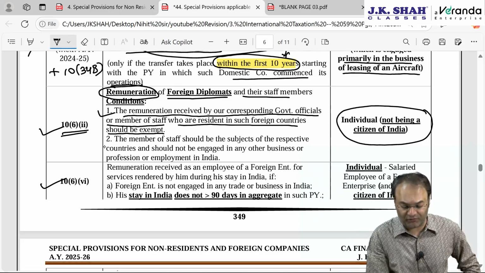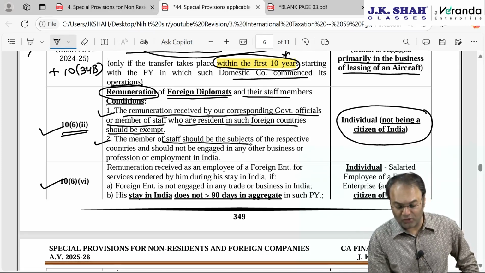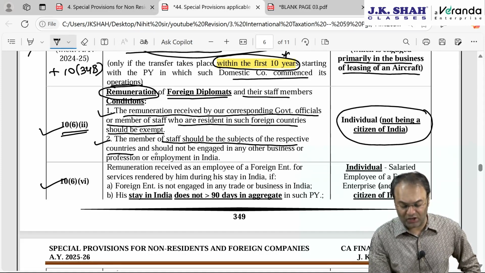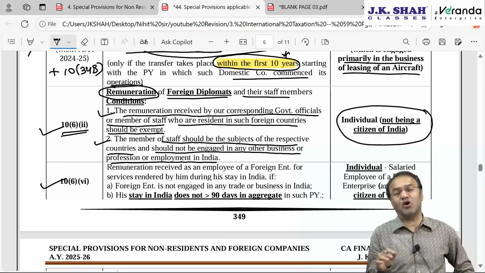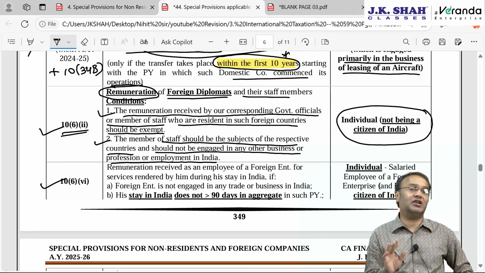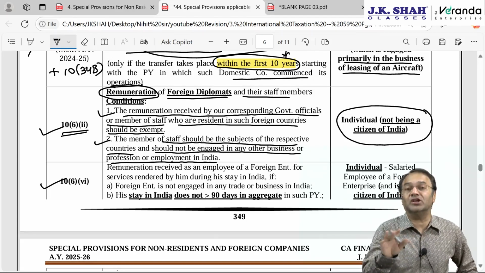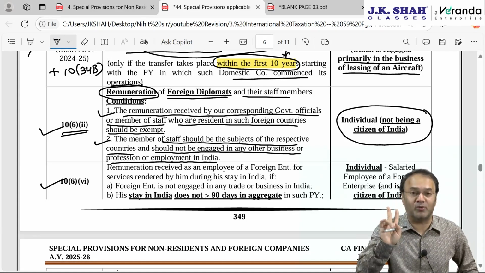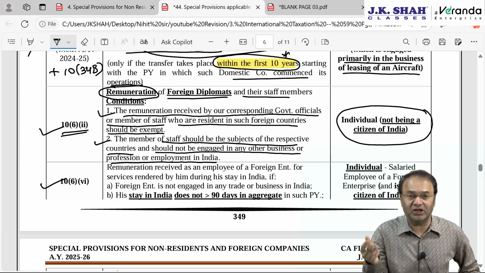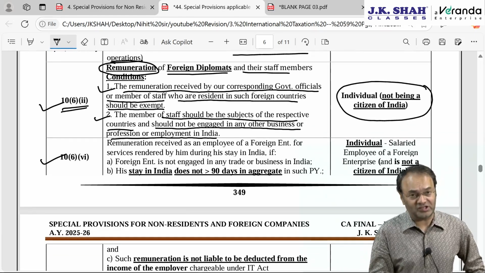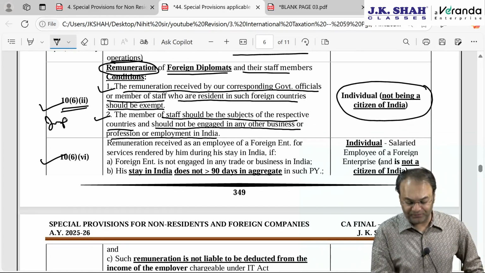And the second condition is that these foreign diplomats or their staff members should not be engaged in any business or profession in India. They should be subjects of respective countries and should not be engaged in any other business, profession or employment in India. They should be working only for the US government in India. Except for salary, no other income should be there, meaning no business, no profession and no employment. They can have other source income, investment income, house property rental income, that is no problem. This is an important point, keep it in your mind.